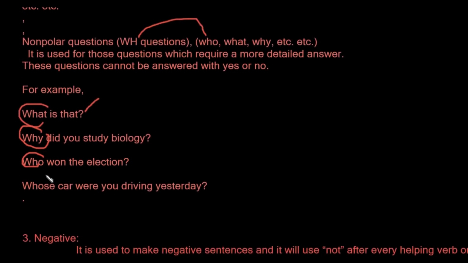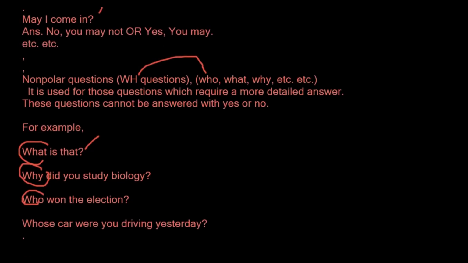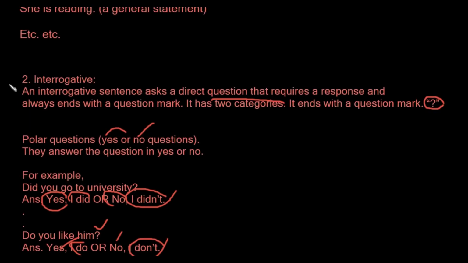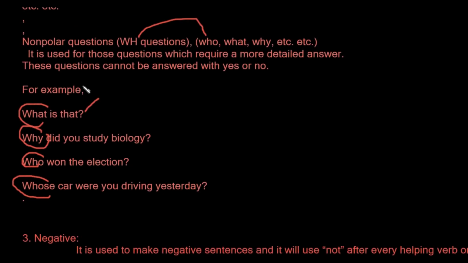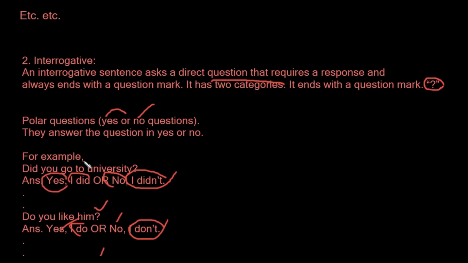Okay, then we have the fourth one: whose car were you driving yesterday? Maybe I saw someone in the car and he or she was driving it, and I was asking about the car, whose car was that. So he or she is going to tell me about that one. So I am expecting a detailed answer about that. So that's why I'm using the WH questions. So that's why we use the interrogative questions like yes, no, and the WH question. So these are all about the interrogative sentences. I hope it is clear.